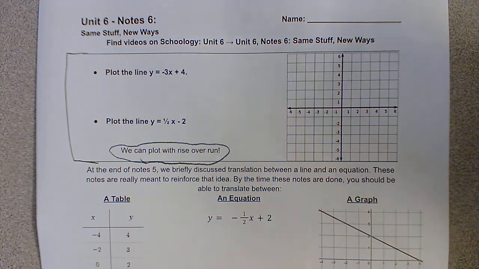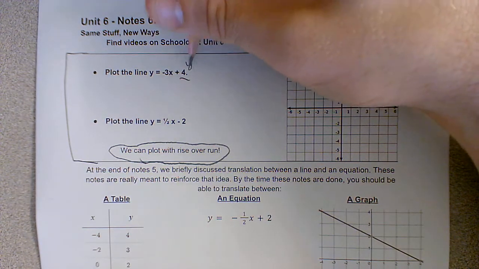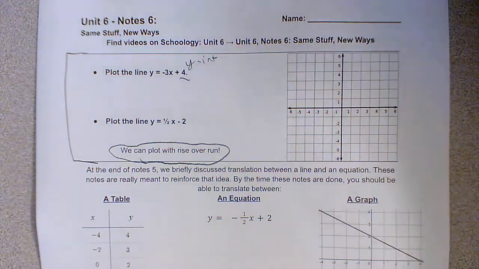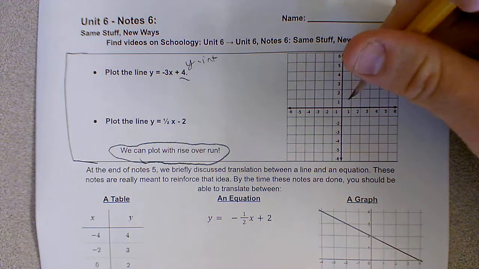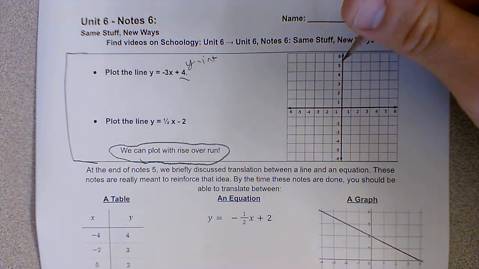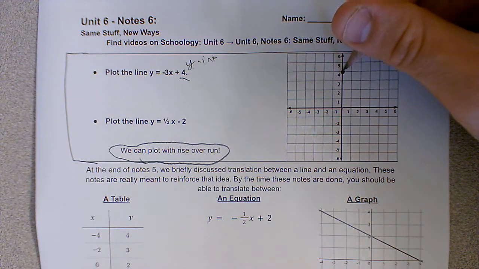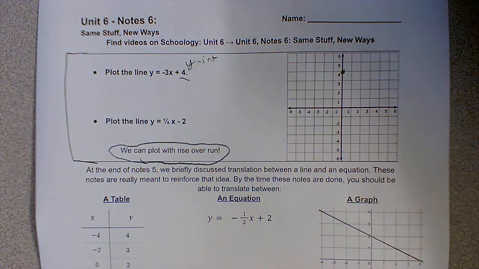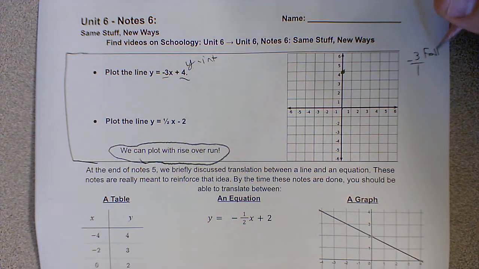So we're going to start with our first, y equals negative 3x plus 4. This is my y-intercept. So I'm going to start with that. That means my line is going to cross at 0, 4. It's going to cross the y-axis at 4. Then I'm going to use rise over run to plot the rest of my line. The slope of negative 3 is the same as negative 3 over 1. That means I fall 3 and then run 1.